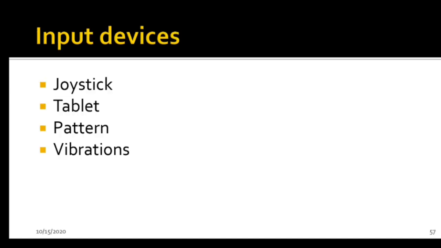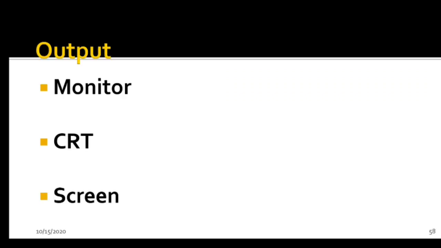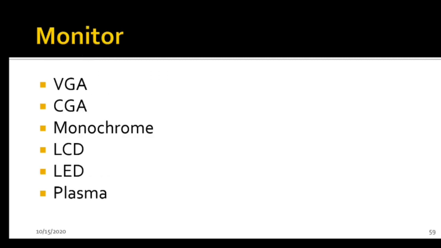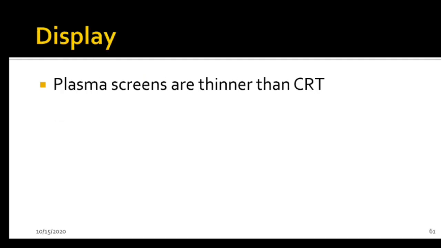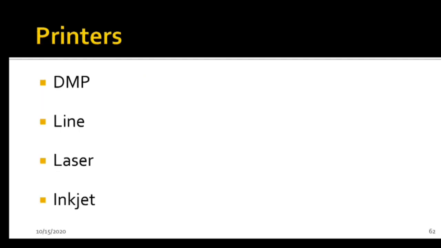Now let us come to input devices. Basically input devices are joystick, tablet, pattern recognition and vibrations. Output devices are monitor, CRT and screen. Monitors are VGA, CGA, monochrome, LCD, LED and plasma screens. Screens are nowadays available in the form of active matrix organic light emitting diode, popularly known as AMOLED, and IPS display, in-plane switching, and LCD, liquid crystal display. Plasma screens are thinner than normal CRT screens.